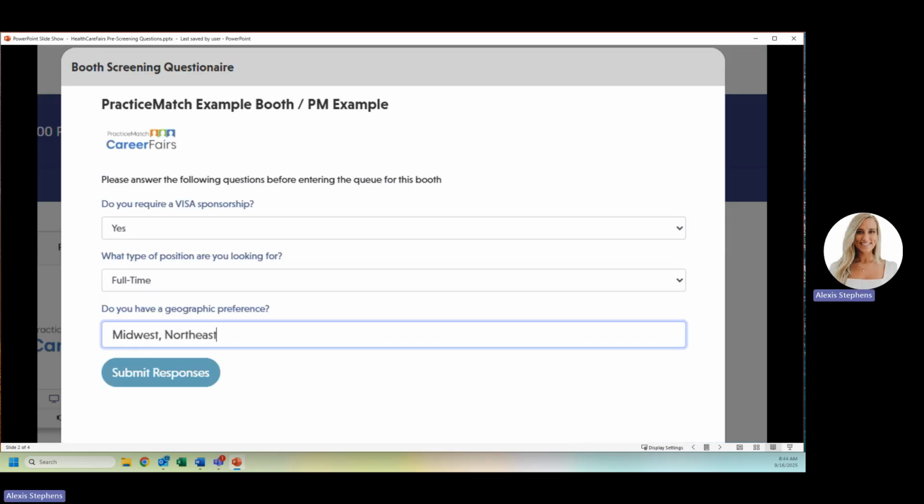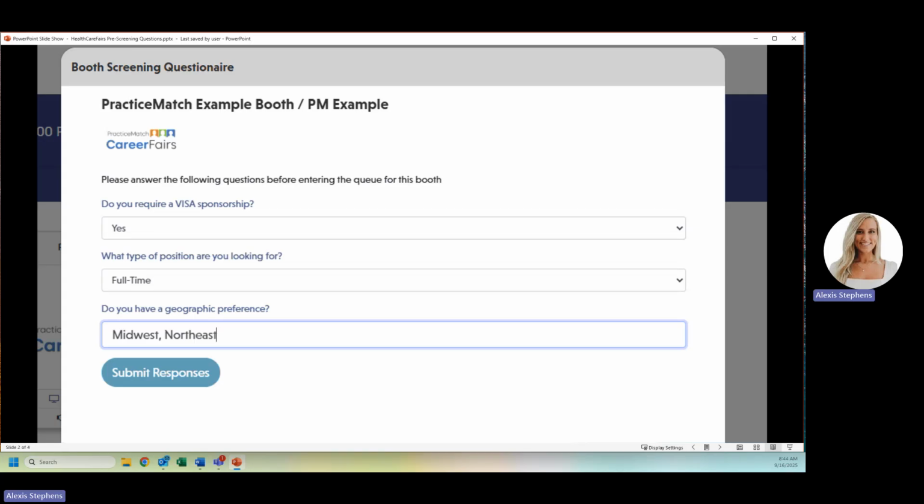If you choose to add the pre-screening questions, here's what a candidate would see when attempting to enter your booth. As you can see, there are two different formats to choose from: open-ended and/or multiple choice. The open-ended questions will not qualify nor disqualify a candidate from entering your booth.